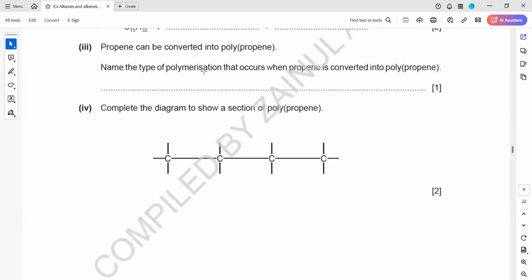Propene can be converted into polypropene. Name the type of polymerization. So it's always addition polymerization. Then draw a diagram to show a section of polypropene.